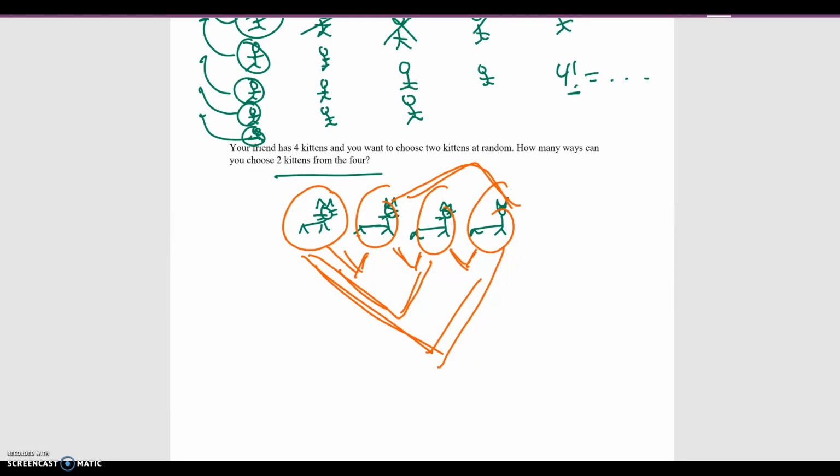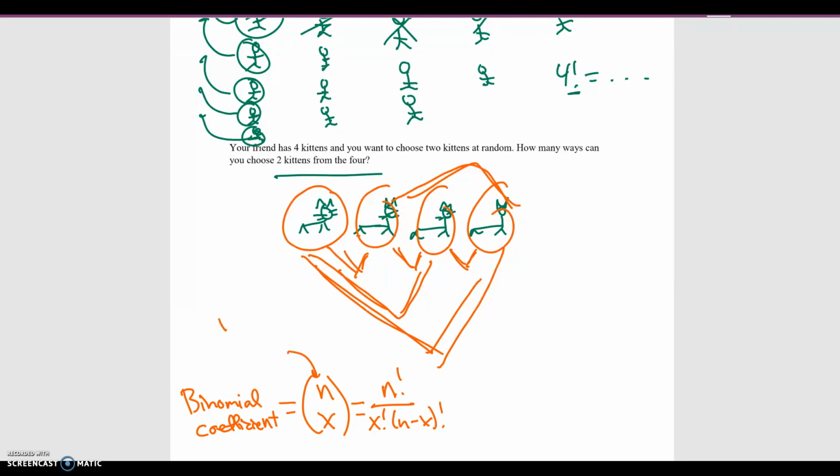Now, let's say we had 10 kittens and I wanted to choose 2. Well, what you don't want to do is write all of this down and draw a whole bunch of kittens, right? What you want to do is think about whether there is something more strategic. And that's what we're going to call the binomial coefficient. What this tells me is that if I want to figure out from n items choosing x things, there is a formula. And the formula is n factorial divided by x factorial times n minus x factorial.